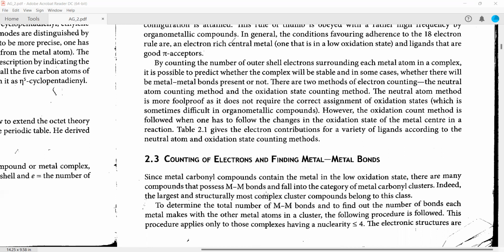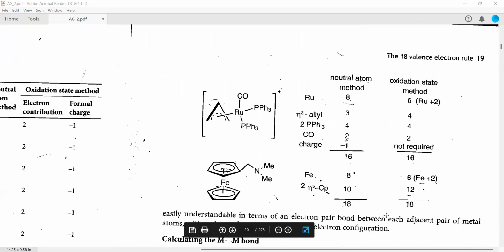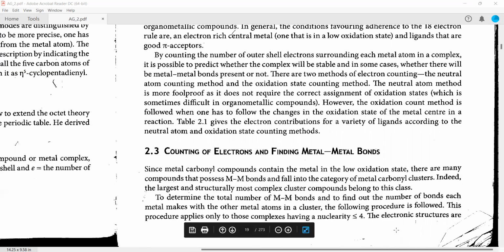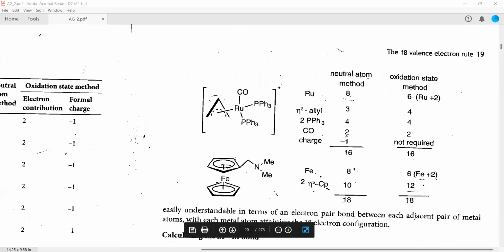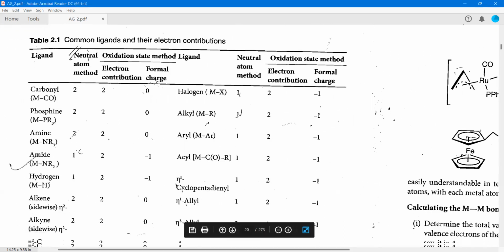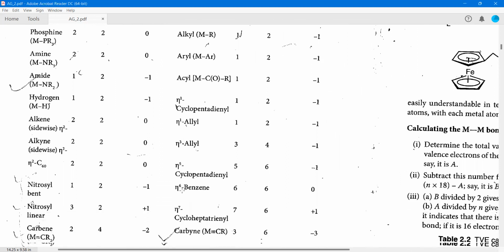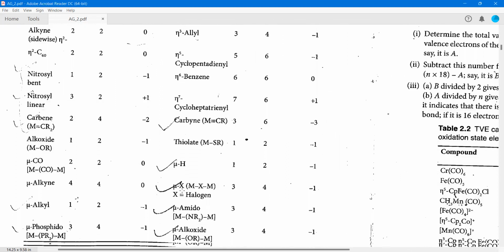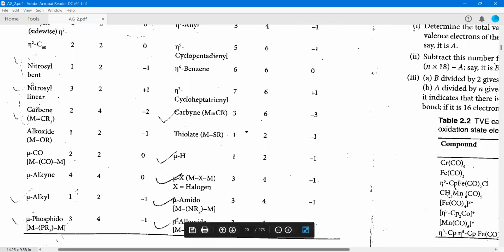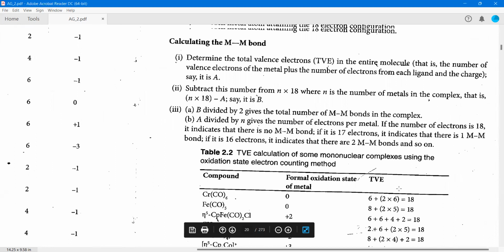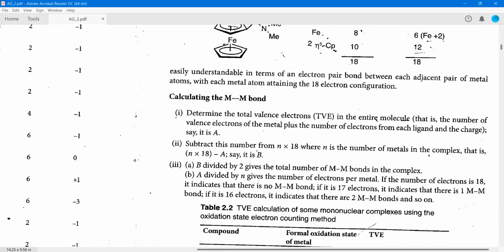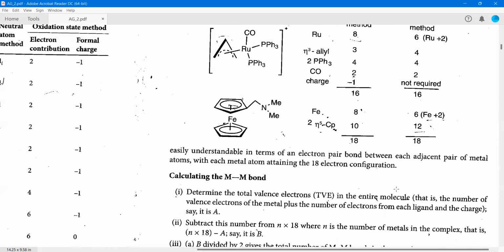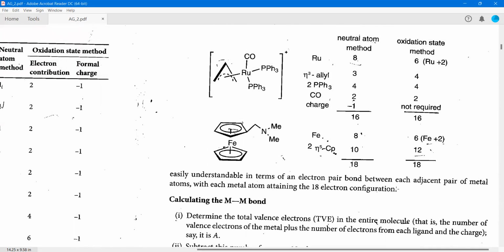So let us study how to determine the total number of metal-metal bonds and find out the number of bonds each metal makes with other metal atoms in a cluster. The following procedure is followed. This procedure applies only to those complexes having a nuclearity greater than or equal to 4. The electronic structures are easily understandable in terms of electron pair bonds between adjacent pairs of metal atoms, with each metal atom containing an 18 electron configuration.